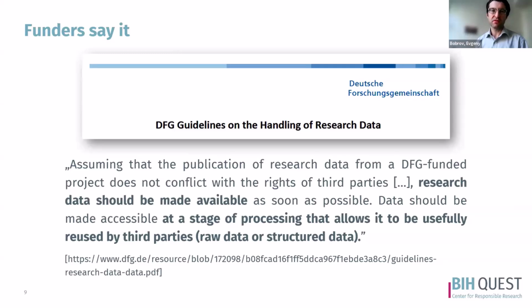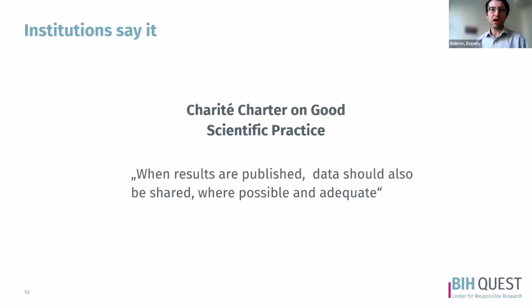Funders are also saying it. For example, the DFG, the main German research funder, is stating that data should be made available as long as it's possible, and this should be raw data so that it can be reused by third parties. And also our institution, as so many other institutions, says in our charter on good scientific practice that when results are published, data should also be shared where it is possible and adequate. Of course, there are many constraints, and I will briefly come back to the issue of personal data in one slide. But the general consensus is that where possible, data should be made available.